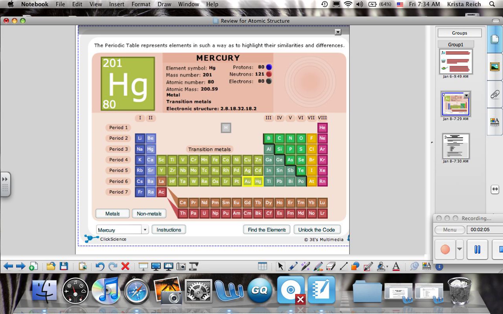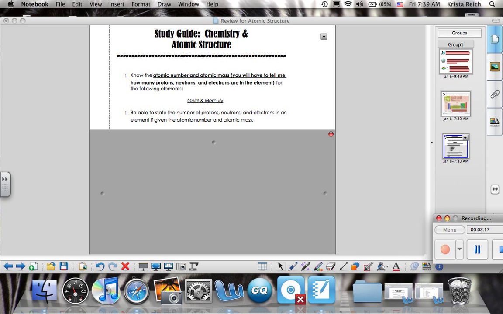So you can use this table, and these are the only two elements that I'm asking you to actually memorize. And it's nice because they're right next to each other, gold and mercury. The other thing I'm going to ask you to do is I will actually give you an element tile with all the information on it. And you have to be able to state the number of protons, neutrons, and electrons that are in an element, but you will be given the atomic number and the atomic mass.